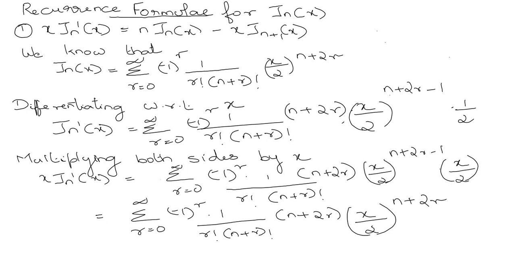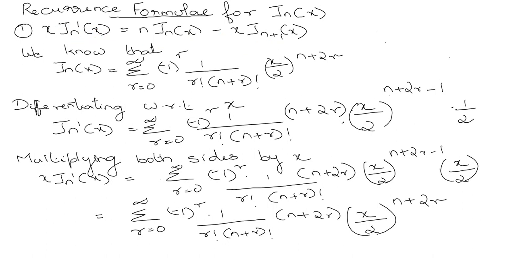Hello, today we are going to see the recurrence formula for Bessel's function Jn(x). First recurrence relation is x Jn'(x) = n Jn(x) − x Jn+1(x). Here Jn'(x) stands for d/dx of Jn(x).